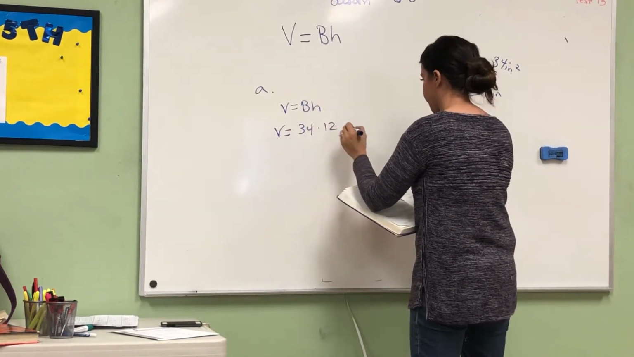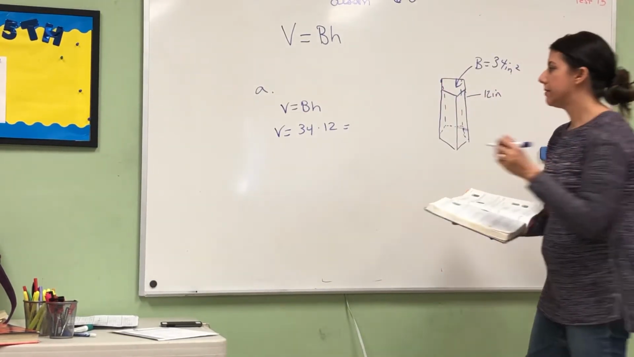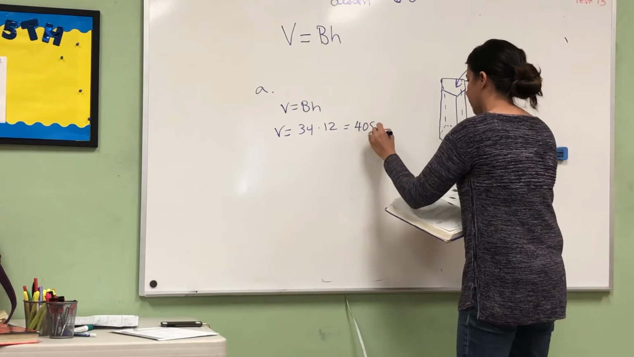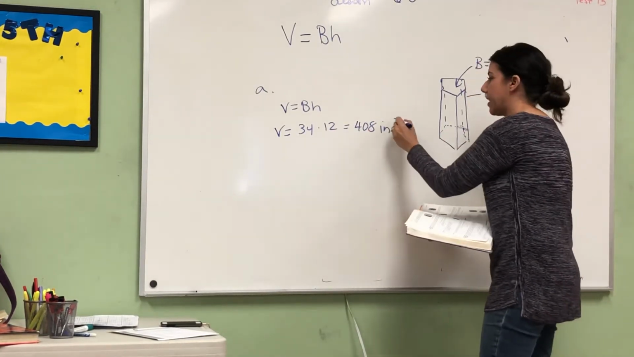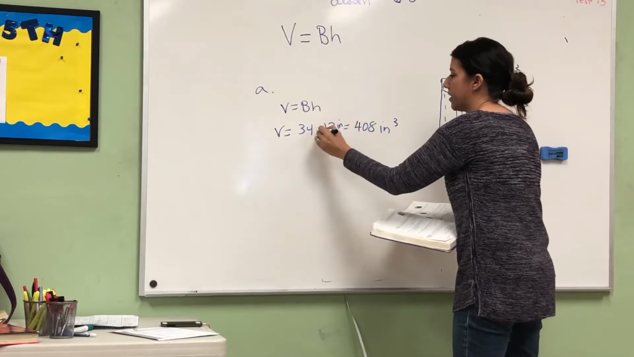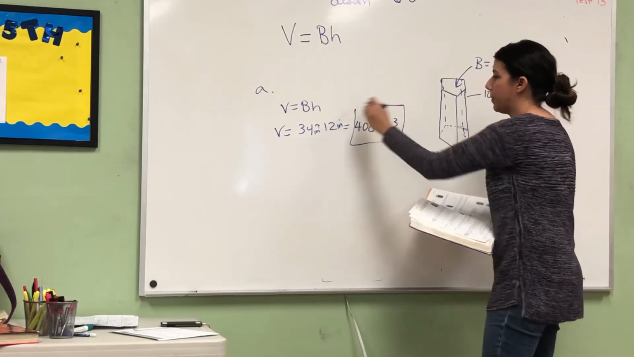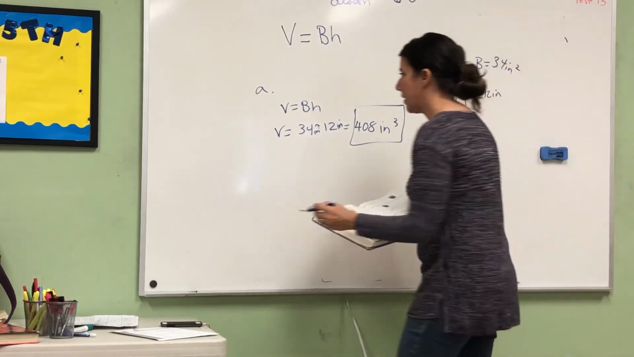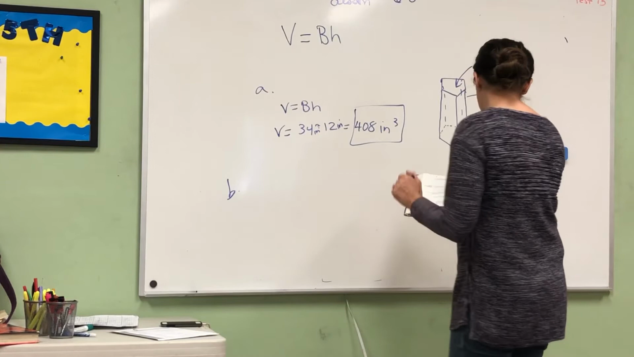We love this problem, don't we? What's 34 times 12? Anybody? 408. Thank you. Inches, what? Thank you, yes, because I should have written inches here and inches squared there, so we get volume in cubic inches. Hooray. Now B says, find the lateral area of this right prism.